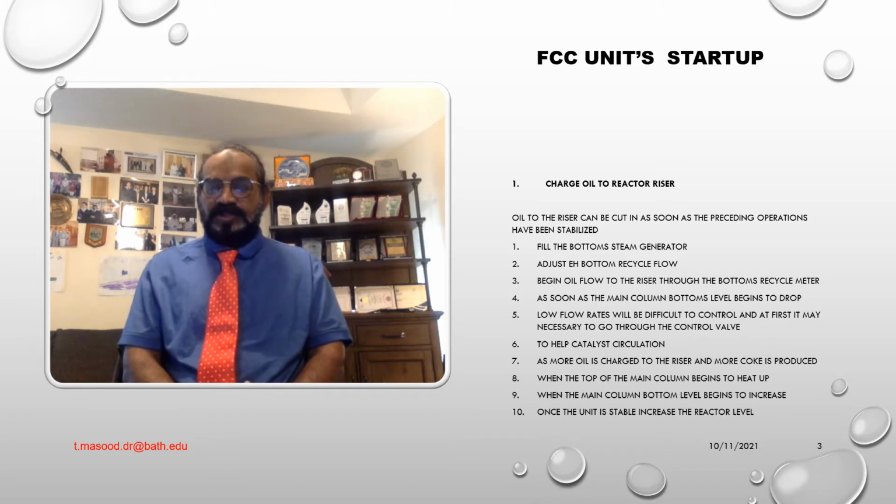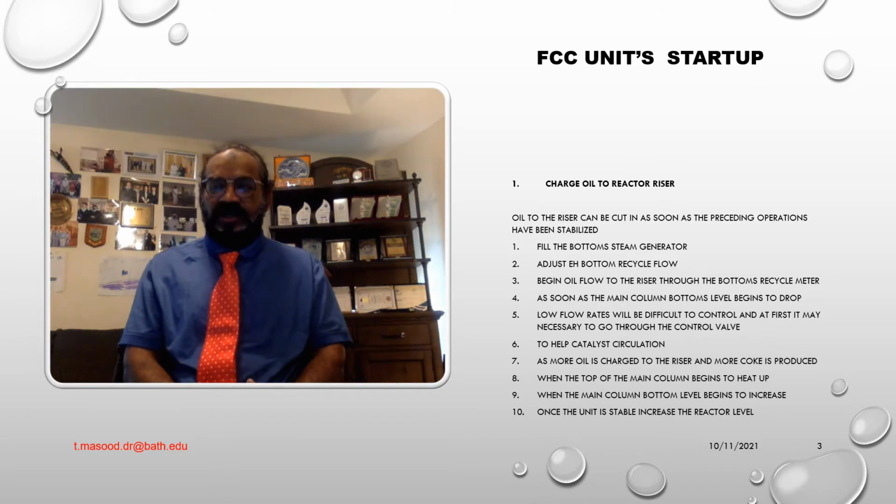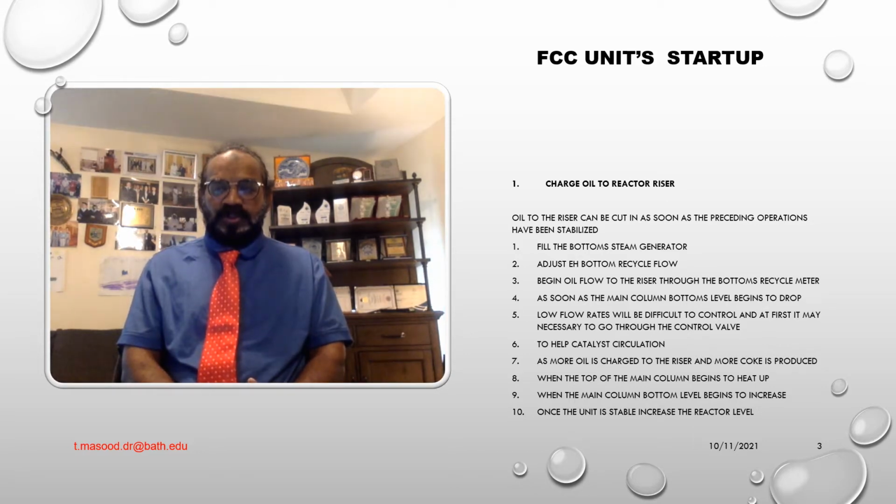Okay, FCC unit startup, charge oil to the reactor risers. Fill the bottom steam generators with boiler feed water to prepare them to produce steam. Number 2, adjust the bottom cycle flow through and reactor bypass slide to 5% of design feed rate. The bottom cycle meter is used because a flow of 5% of the design is too small for the normal feed system to accurately control.